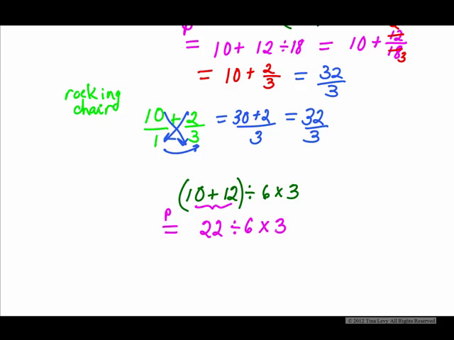Our next step is we have division first, so we're going to divide 22 divided by 6, which when we can't get an integer, we write it as a fraction, 22 over 6 times 3. I could do this several ways. One way is I could make this a fraction, and then I know my multiplication. You multiply the numerators, you multiply the denominators, and my final answer is 11.